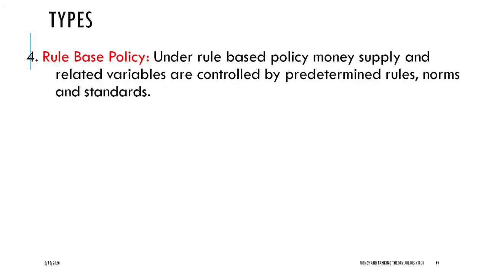Number 4, rule-based policy. Under this rule-based policy, money supply and related variables are controlled by predetermined rules, norms and standards. So rules are used in controlling the supply of money and the demand for money in an economy.